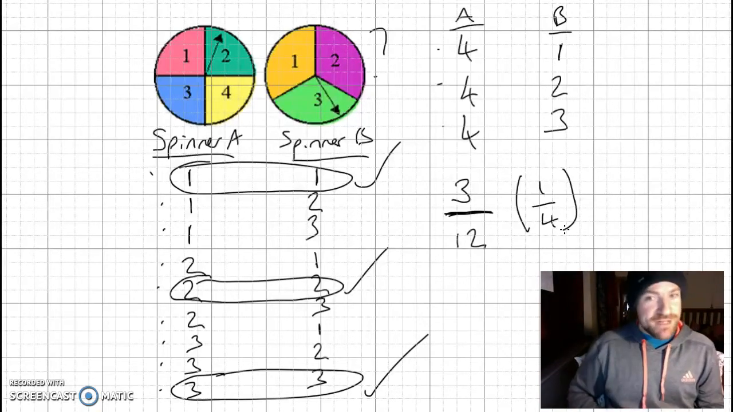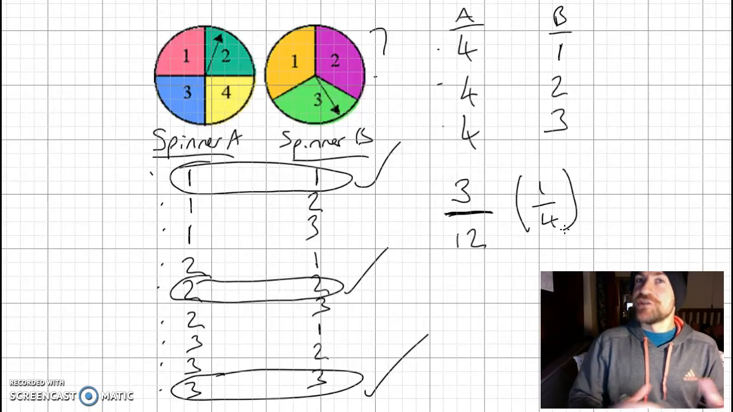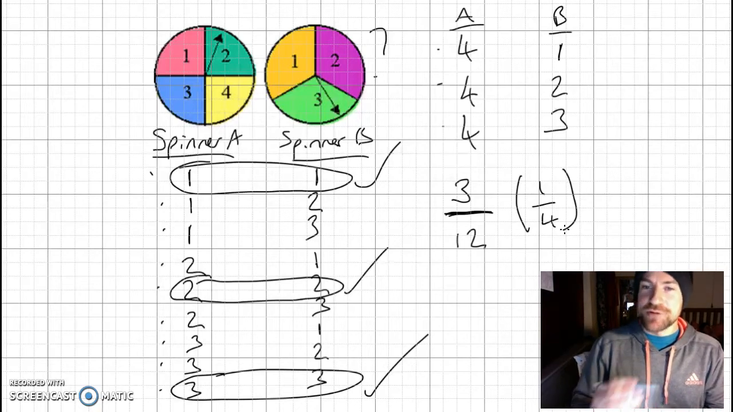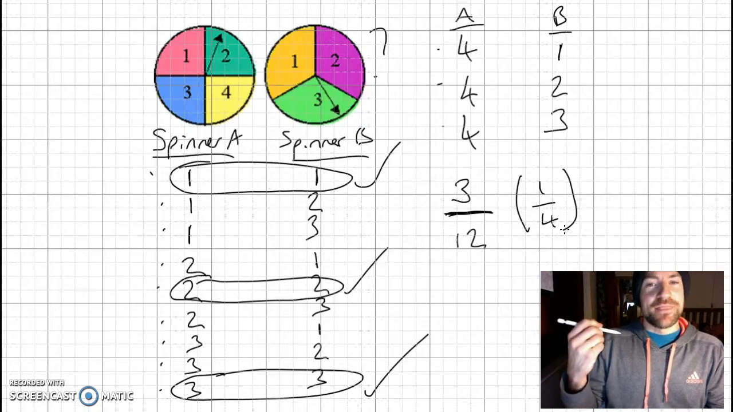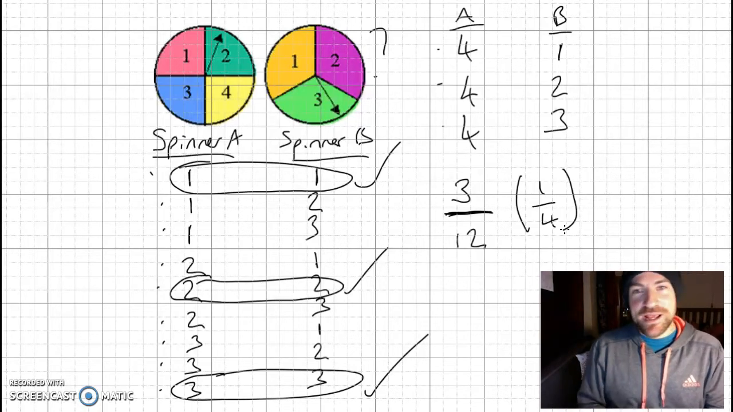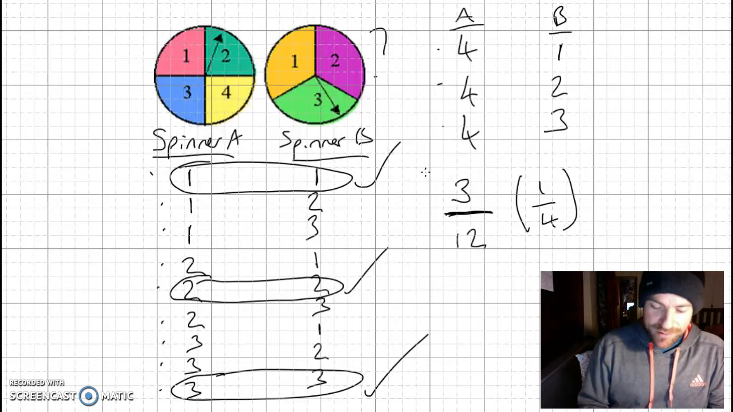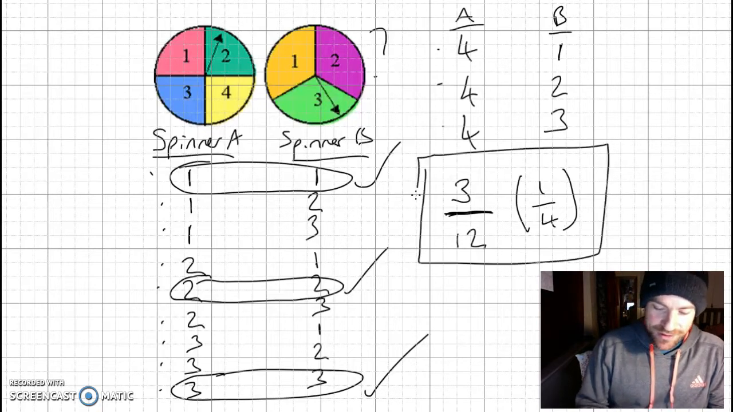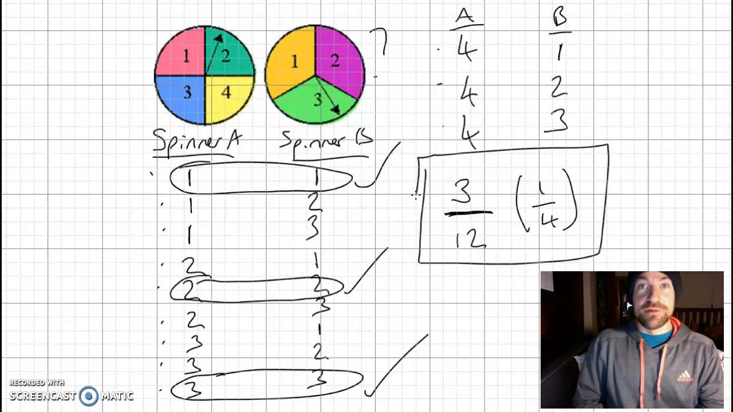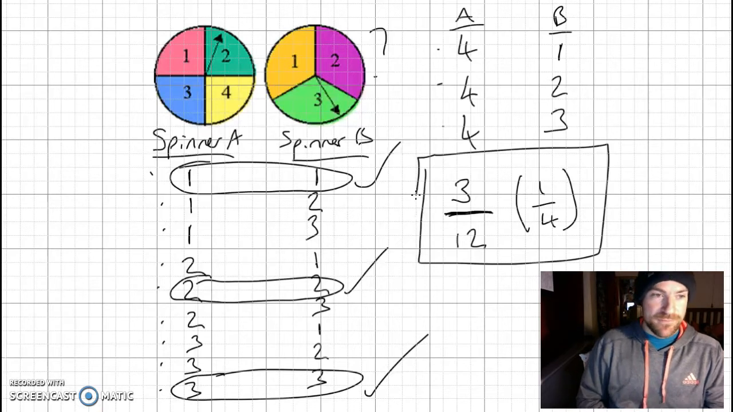Now, very difficult to do unless you make the list. So practice making these lists with the questions that are going to follow, because then you can work out how many outcomes you've got. And if you weren't sure about this part, then you need to watch my calculating probabilities video on the same playlist.